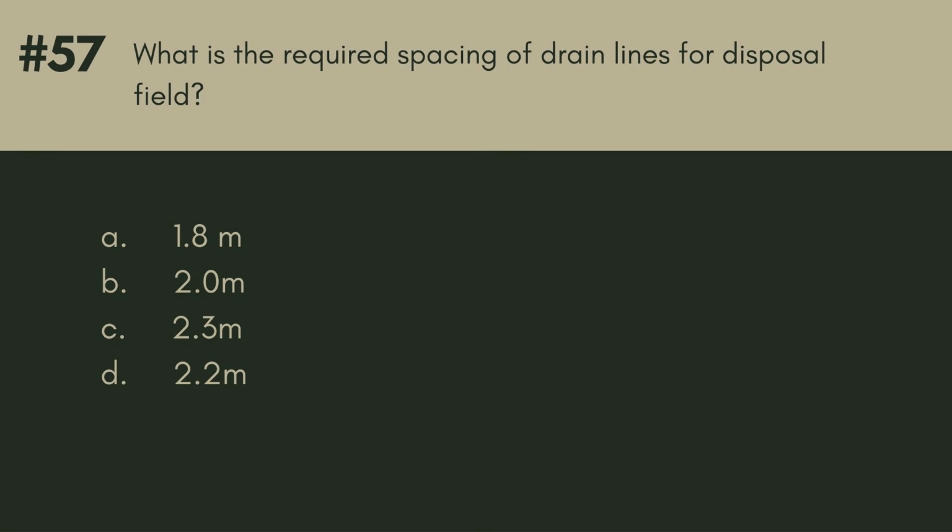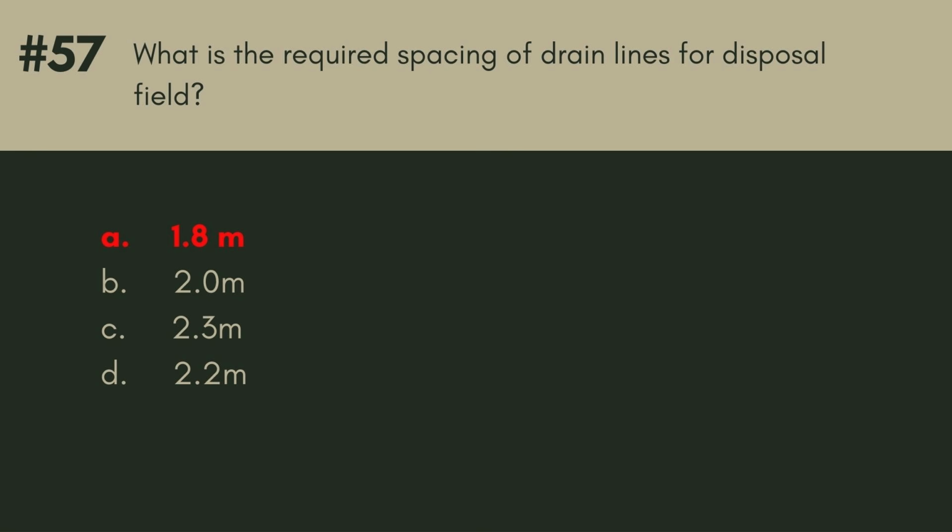Question 57. What is the required spacing of drain lines for disposal field? A. 1.8 meters. B. 2 meters. C. 2.3 meters. D. 2.2 meters. The answer? It's A. 1.8 meters. The required spacing of drain lines for disposal field.